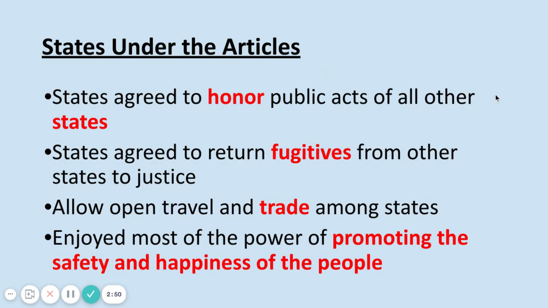So what did the states agree to? They said that they would honor all public acts, basically laws, of other states. They agreed to return one another's fugitives. They agreed that they would allow open travel and trade. Prior to this time, a state could charge you poll fees to come into the state or to trade there, or tax you higher because of that. And they enjoyed the power of promoting the safety and happiness of the people. So that is what the states were required to do.